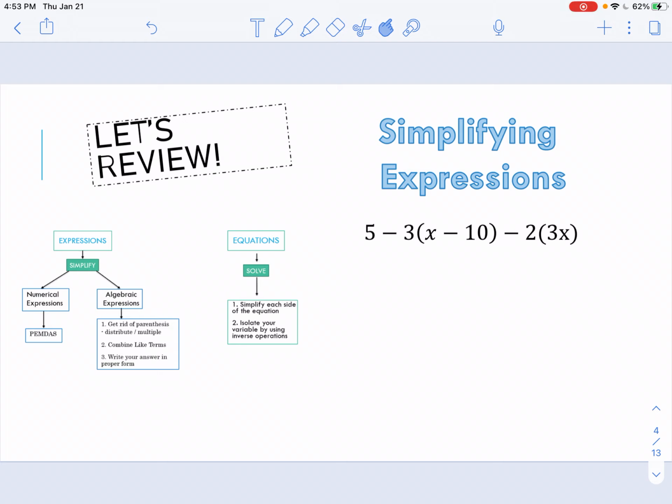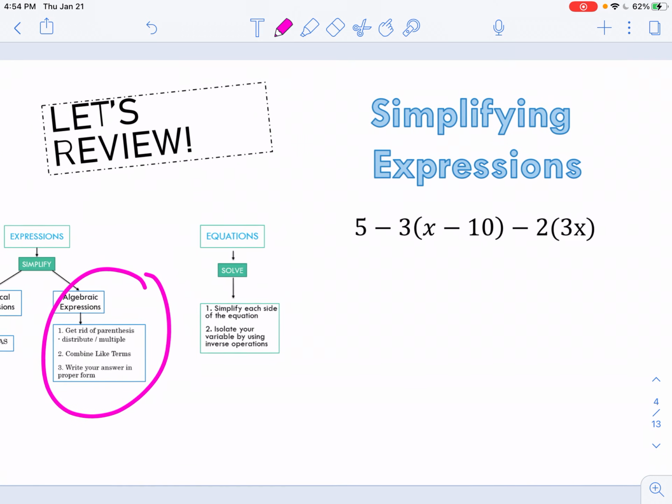All right, so before we begin, let's review. Our first problem here, I would like for you to copy this down in your notes. We have 5 minus 3 times the difference of x and 10 minus 2 times 3x. Remember in class we talk a lot about the importance of reading the problem so we know the operations. Before we begin simplifying, I want to simply ask you, is this an expression or an equation? Good, this is an expression. We know this is an expression because it doesn't contain an equal sign. So we're dealing with an algebraic expression and all we can do here is simplify.